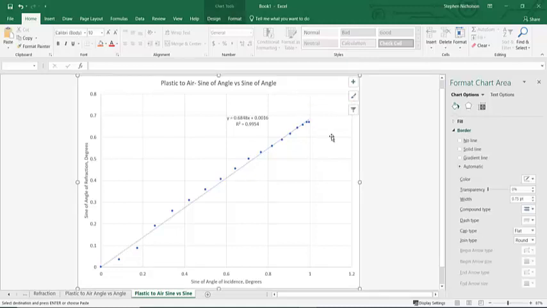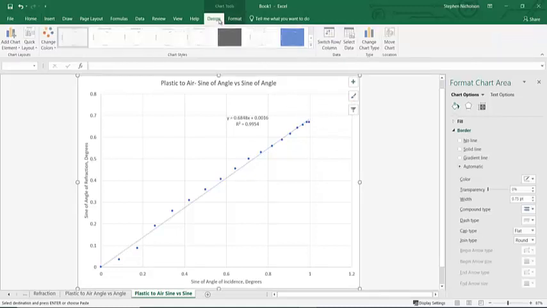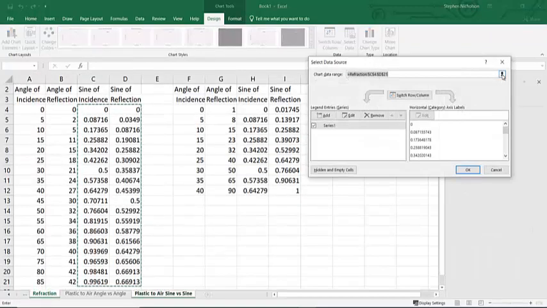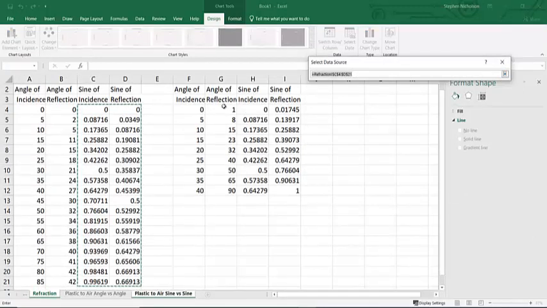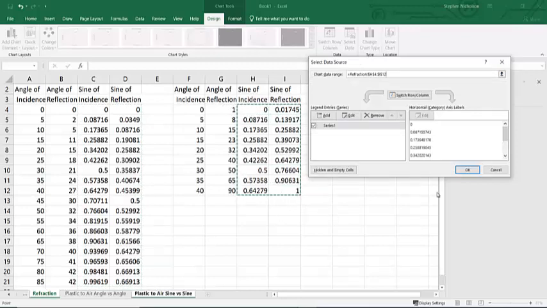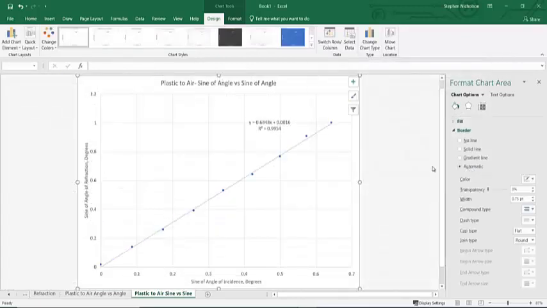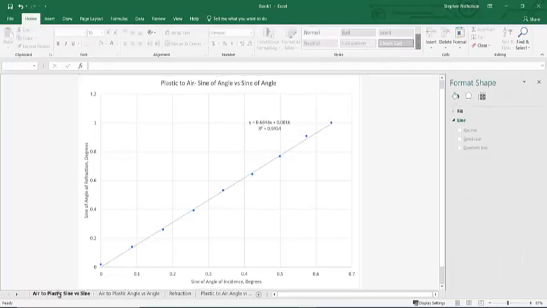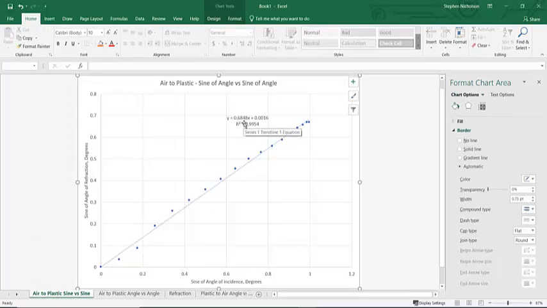So click on the graph, go to design, select data, chart data range. So we're going to plot sine versus sine. And hopefully this is more linear. Yeah, there it is. Look at that. And let's look at the slopes here. So this is the slope 0.6848. When we go to the other graph, which was sine versus sine, we got 0.6848. So it's the same thing.